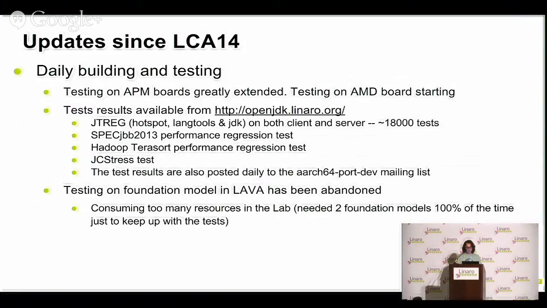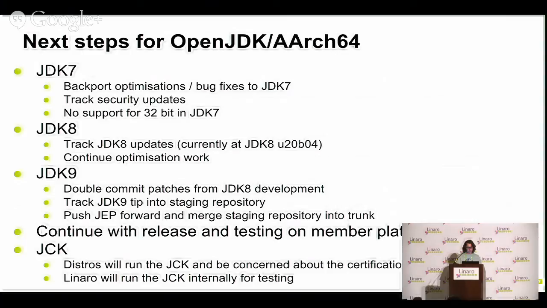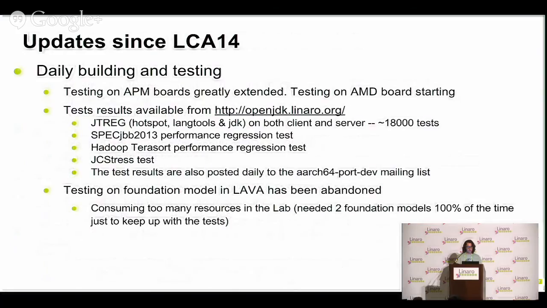So I think, as we mentioned before, this looks like a duplicate slide perhaps, that the set of tests that we are running since the previous Connect has been expanded. So there we were mostly running the JTREG tests and the Hadoop, but the addition of the JCStress has been added, and the performance, the SPECjbb performance tests. And again, those numbers are pushed for every change into the tree, and you can see those on openjdk.linaro.org.